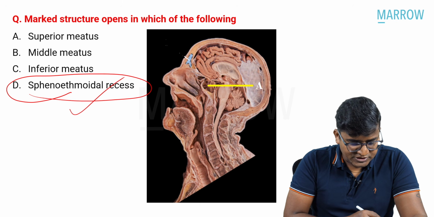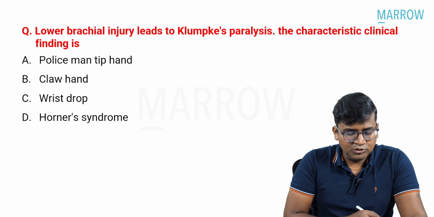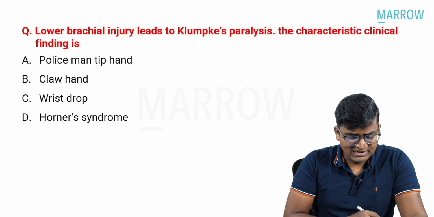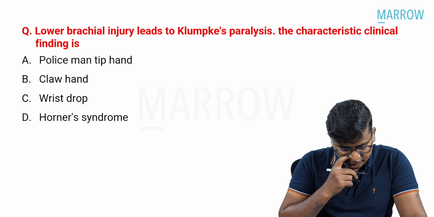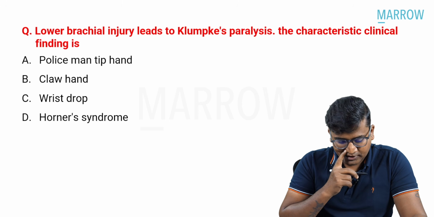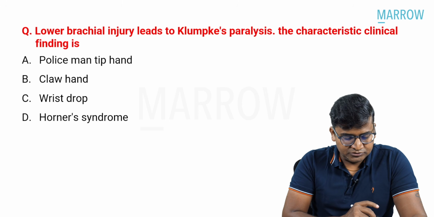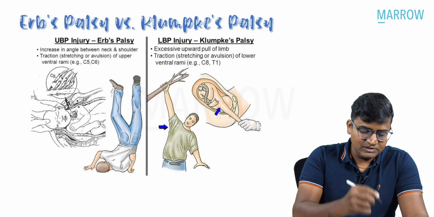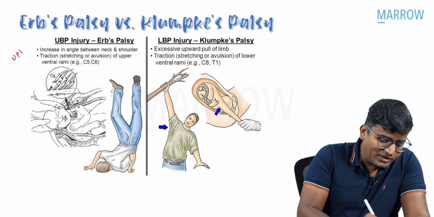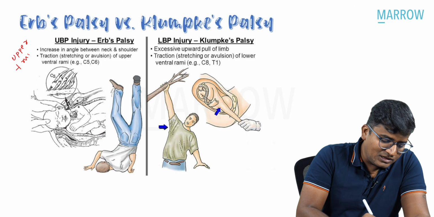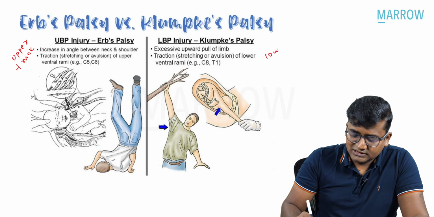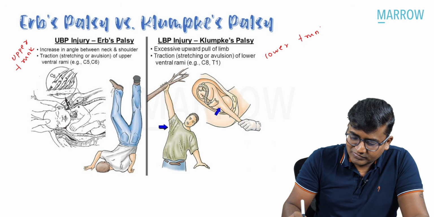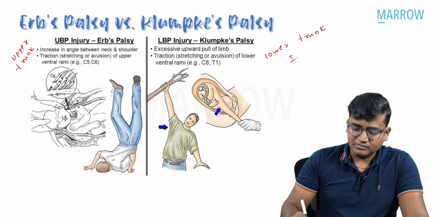Now see the next question. The lower brachial injury leads to Klumpke's paralysis. The characteristic findings are policeman's tip deformity, claw hand, wrist drop and Horner syndrome. Now see the diagram. This is Erb's palsy and Klumpke's palsy. Erb's palsy is the upper trunk injury, and Klumpke's palsy is the lower trunk injury.